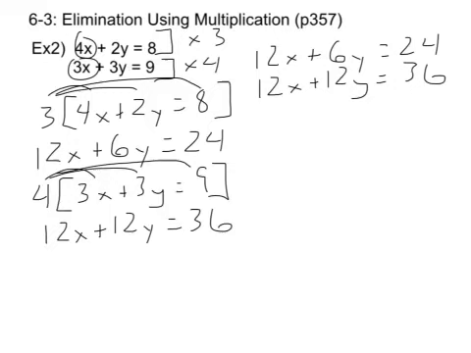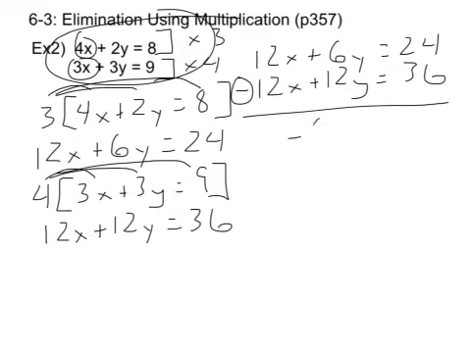Now notice that it is equivalent to the system that I started with. But now I can use elimination. I'm going to subtract these from each other. 12x minus 12x, I got nothing. No x left. 6y minus 12y is negative 6y, equals 24 minus 36 is negative 12. Now I divide by negative 6 on both sides to get y equals 2.